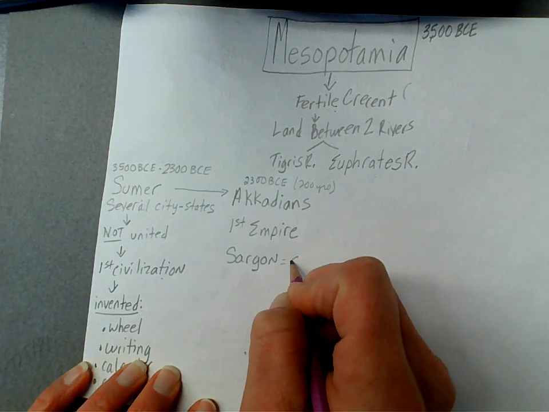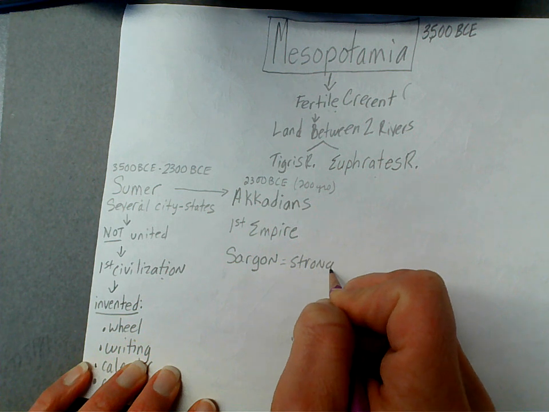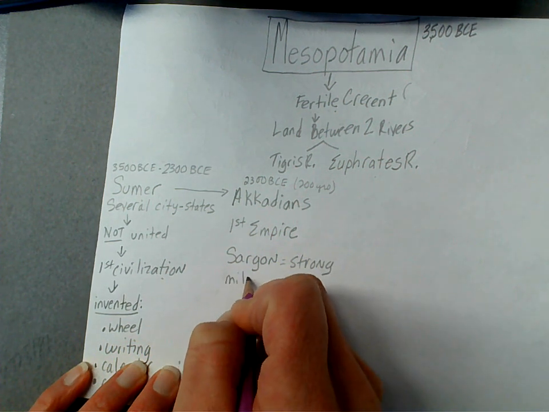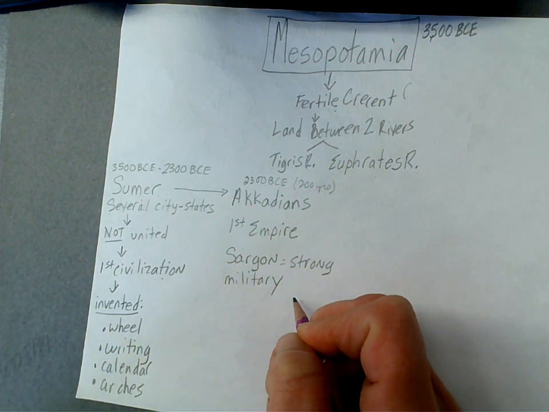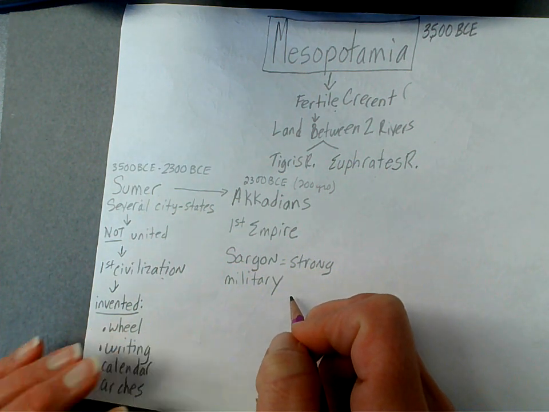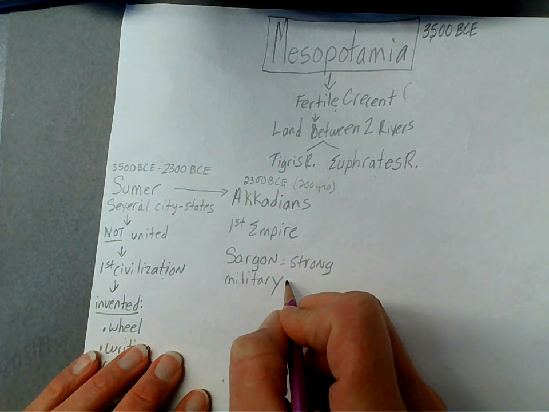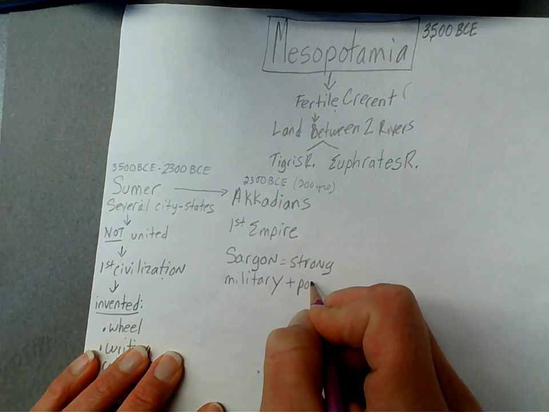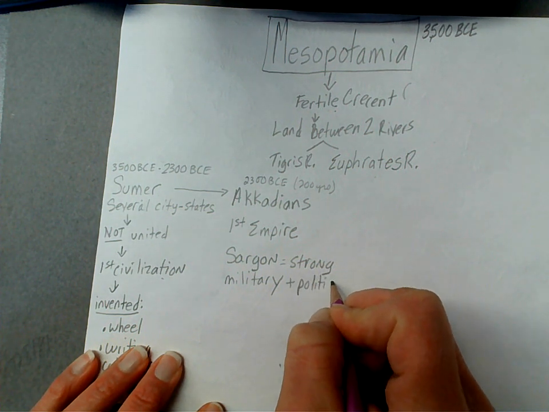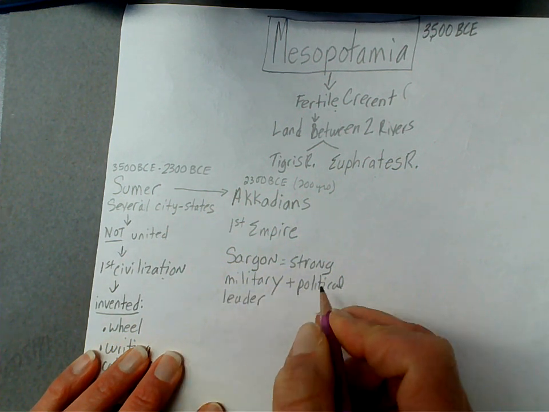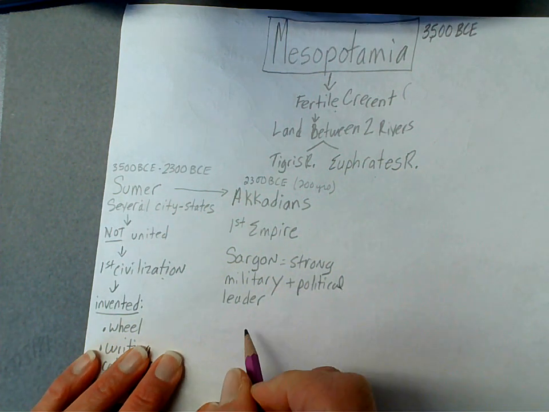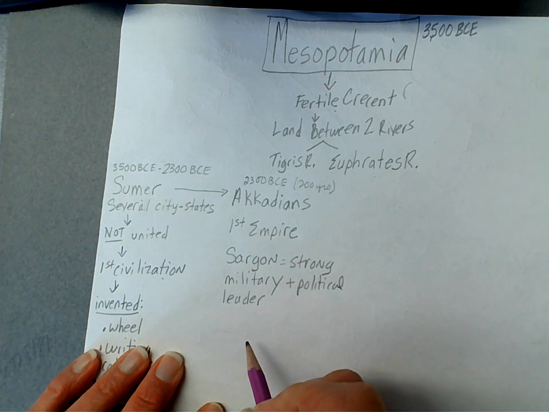He was strong with his military. One of the first militaries too. An organized group of people that were ready to go to fight a battle. And he was a strong political leader. That means he was a good leader in general. He had good leadership skills for his people.